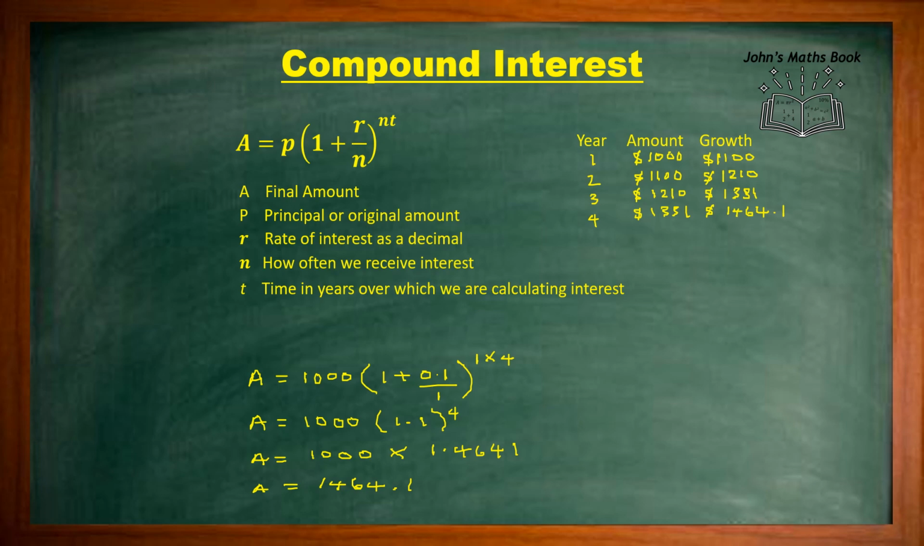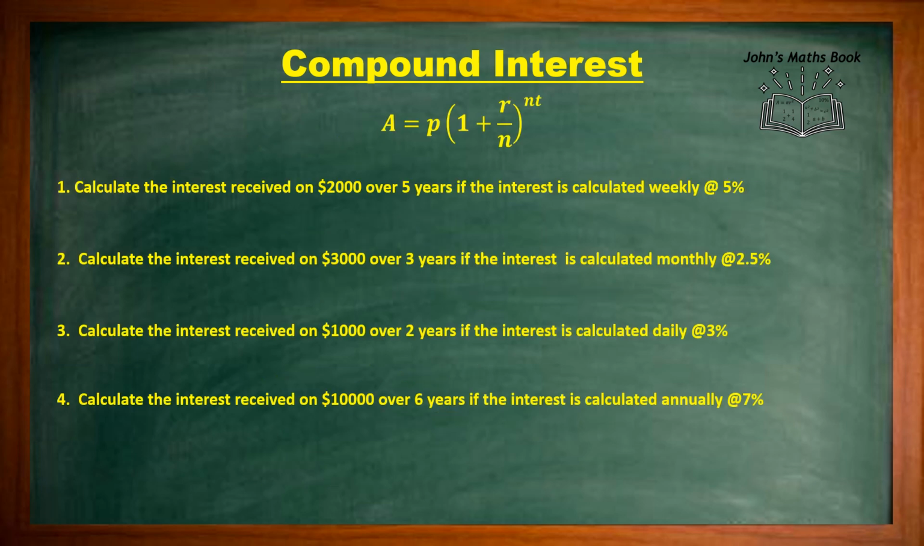So now let's take a look at some examples. Using the formula shown here, let's calculate the compound interest in some examples. The first one is: calculate the interest received on $2,000 over 5 years if the interest is calculated weekly at 5%.